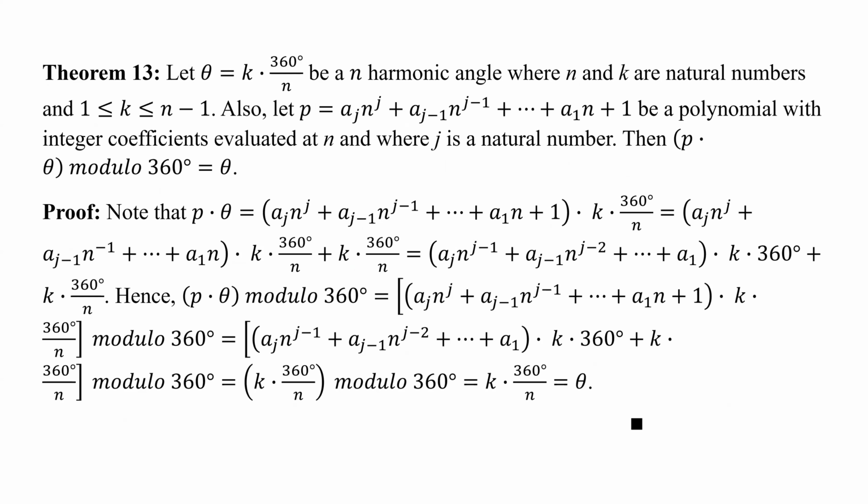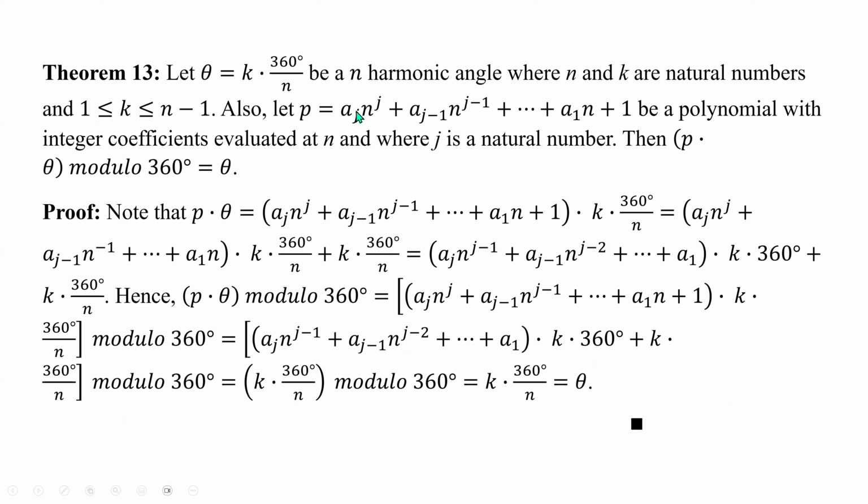Okay, here's the theorem. Let theta equal k times 360 degrees over n be an n-harmonic angle, where n and k are natural numbers, and k is greater than or equal to 1, but less than or equal to n minus 1. Now, that means that k is less than n, and so k over n is a fraction less than 1, so that times 360 degrees is going to be less than 360 degrees, so we don't need to reduce that modulo 360 degrees.